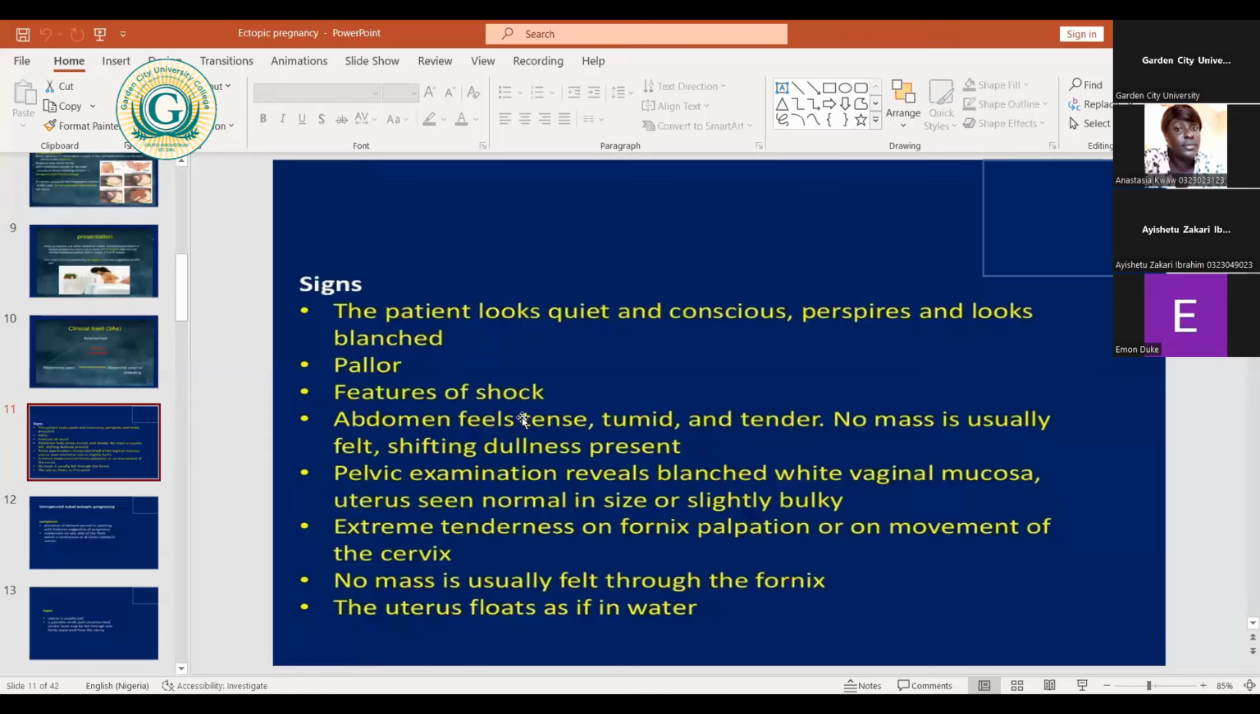Pelvic examination reveals the uterus is seen to be normal in size, but slightly bulky. Remember that this thing is in the fallopian tube. There is tenderness in the fornix on palpation. Move it from one side to the other, and she will scream. No mass is usually felt through the fornix. This should always be remembered. But the uterus floats as if there is fluid inside.